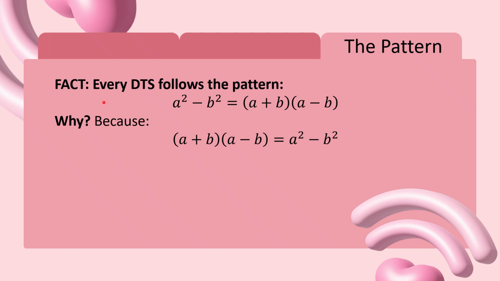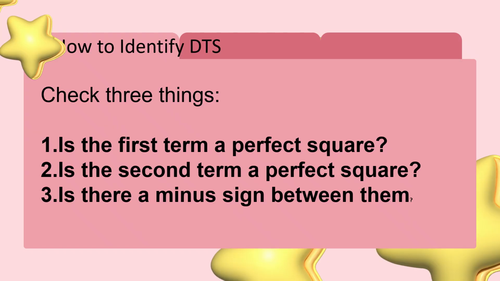Now, the fact is, every DTS follows a pattern. So this is the pattern: a squared minus b squared equals quantity a plus b times quantity a minus b. Why? Because a plus b times a minus b is equal to a squared minus b squared. So just remember, what we do in special product is the same here.